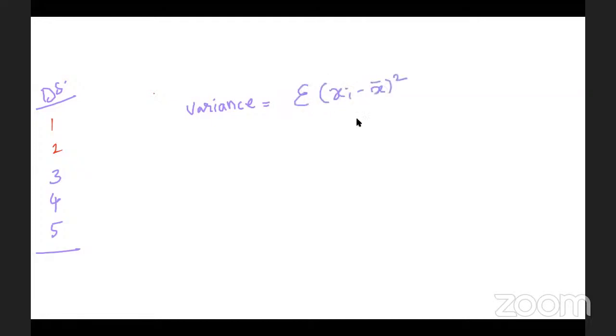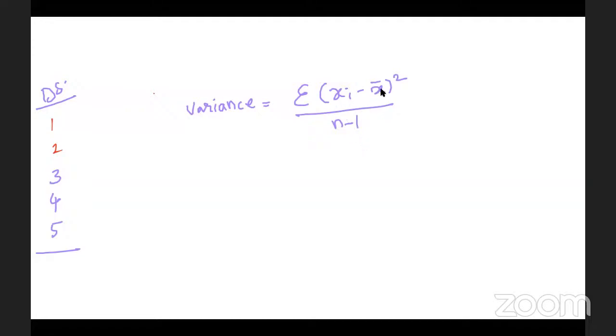Right. So let me take a simple data set here: 1, 2, 3, 4, and 5. This is my simple data set. The formula to compute the variance is: sigma (xi minus x bar) squared divided by (n minus 1). So this is the formula to compute the variance.